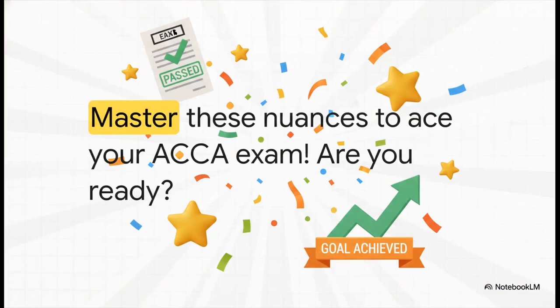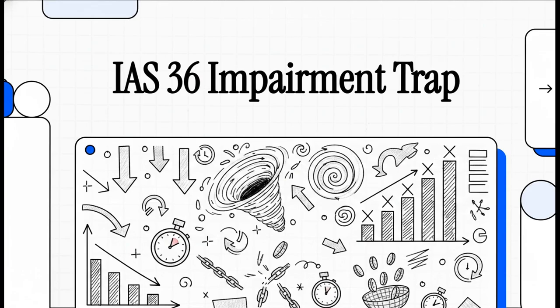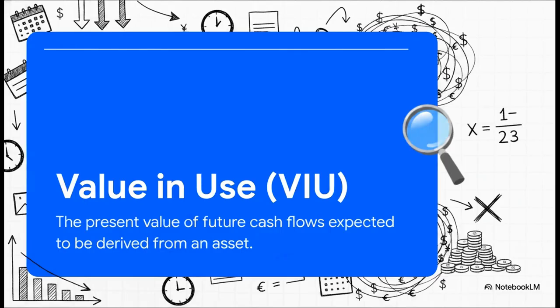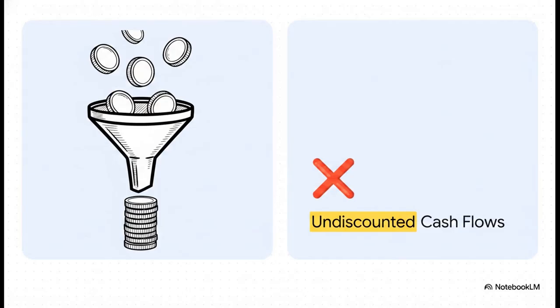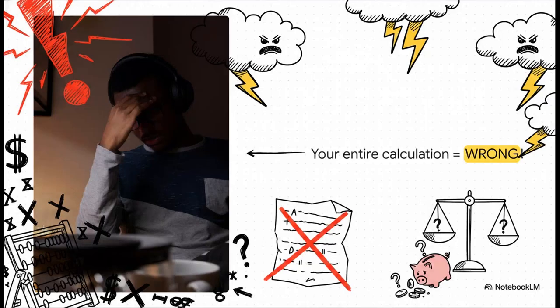But could companies use this prospective rule to manipulate earnings? Here's the IAS 36 trap. Never use undiscounted cash flows to calculate value in use for asset impairment. You absolutely must always discount the future cash flows straight to their present value. Seriously, do this, or your entire calculation is going to be completely wrong.